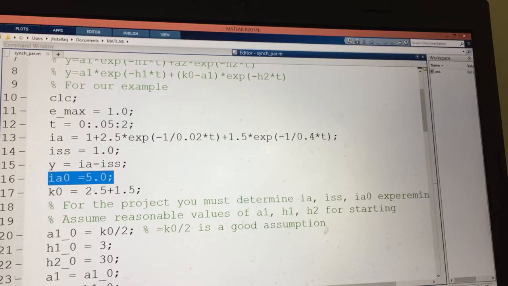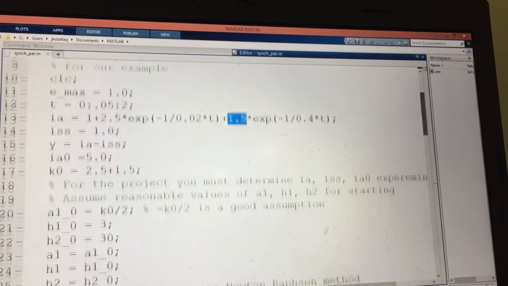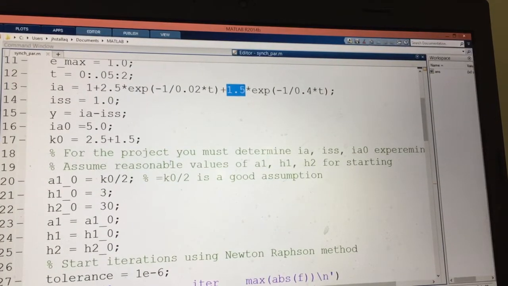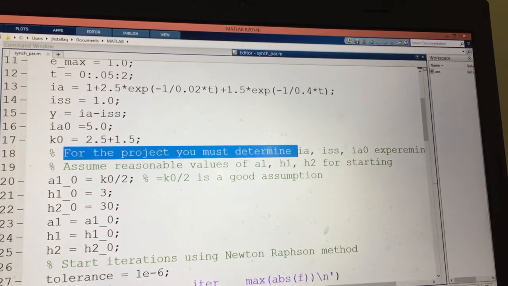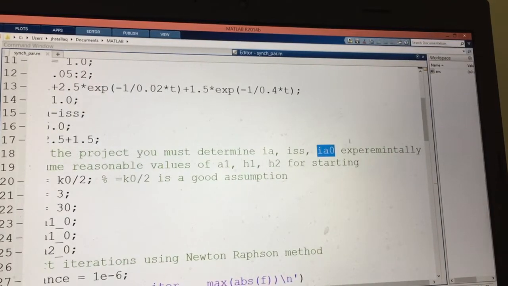IA naught is 5 in our example. So K naught is 2.5 plus 1.5, so K naught is A1 plus A2. We know it is 2.5 plus 1.5, so it will be 4. For the project, you must determine IA, I steady state, IA naught, that's at time 0. You must determine them experimentally.